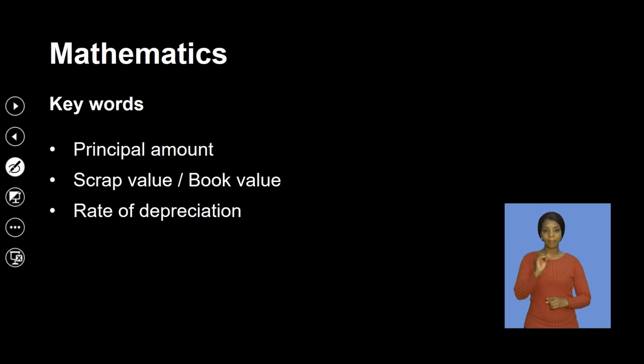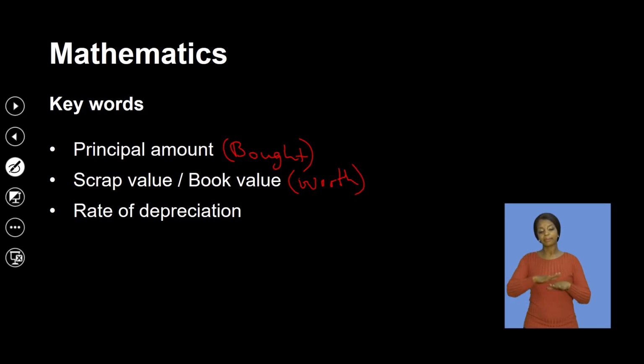So our big idea here is the principal amount. The principal amount is what you bought it for, right? So this is what you bought it for or what you invested at the time. And then we have what we call scrap value or book value. They also mean one and the same thing. And this will be what it is worth after a certain duration of time. And then we have the rate of depreciation. So that will tell us at what rate the amount that you bought it for is depreciating. So the computer that we saw, how much was it depreciating at what rate? That's what rate of depreciation is.